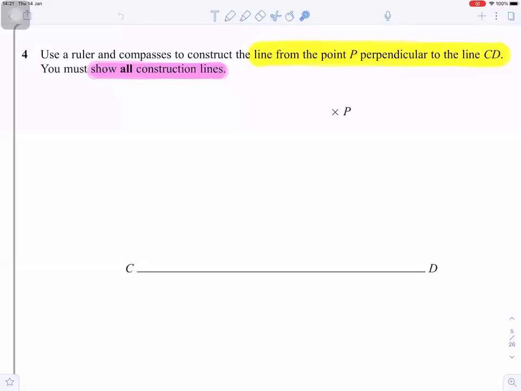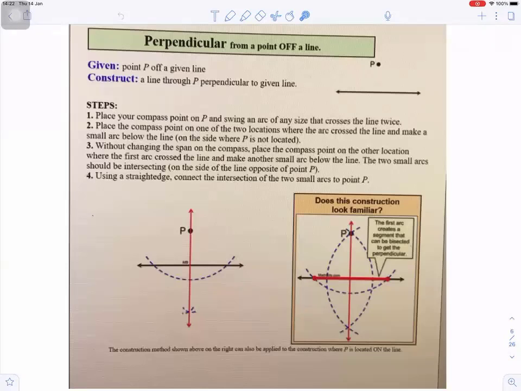Question number 4. Use a ruler and a compass to construct the line from the point P perpendicular to the line CD. You must show all your construction lines. So this is the process to draw a perpendicular from a point to a line. You have a point there and you have your line CD.